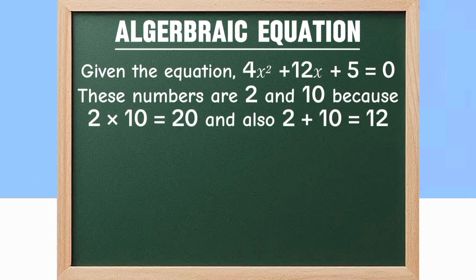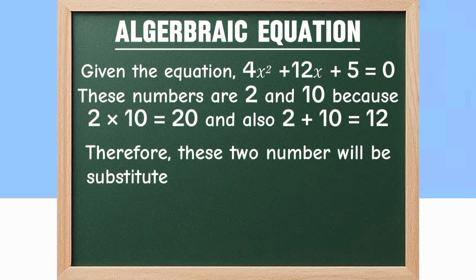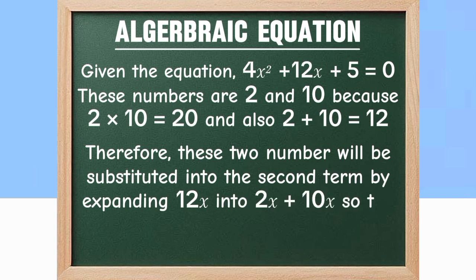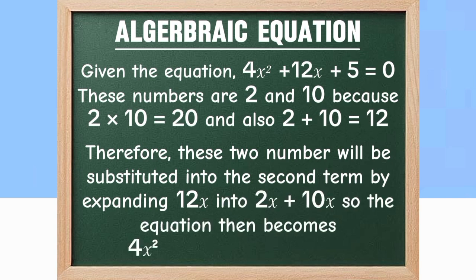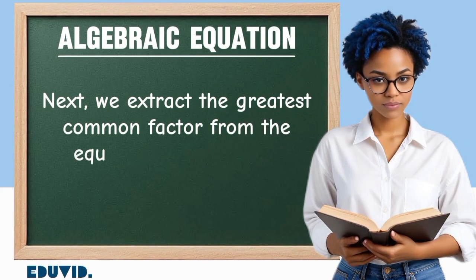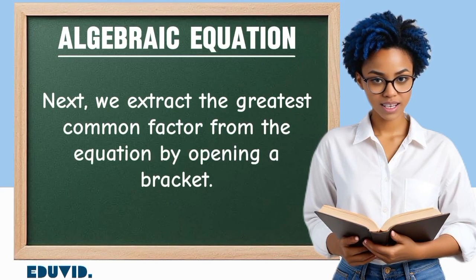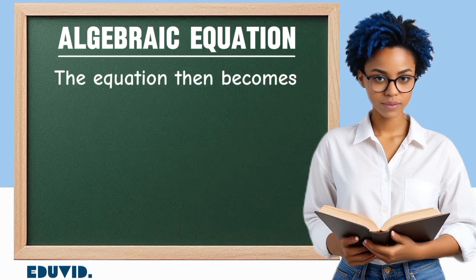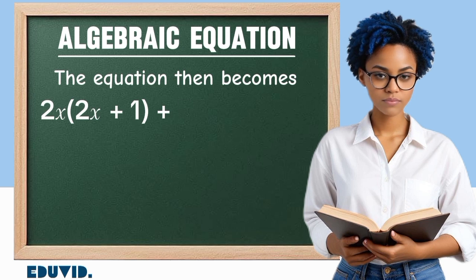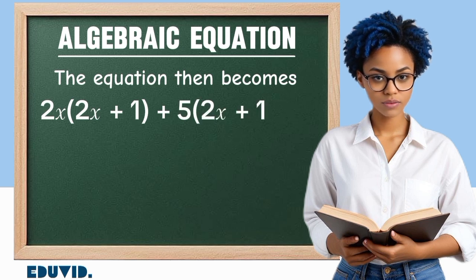equal to 12. Therefore these two numbers will be substituted into the second term by expanding 12x into 2x plus 10x, so the equation becomes 4x squared plus 2x plus 10x plus 5 is equal to 0. Next, we extract the greatest common factors from the equation by opening a bracket. The equation then becomes 2x open bracket 2x plus 1 closed bracket plus 5 open bracket 2x plus 1 closed bracket equals 0.